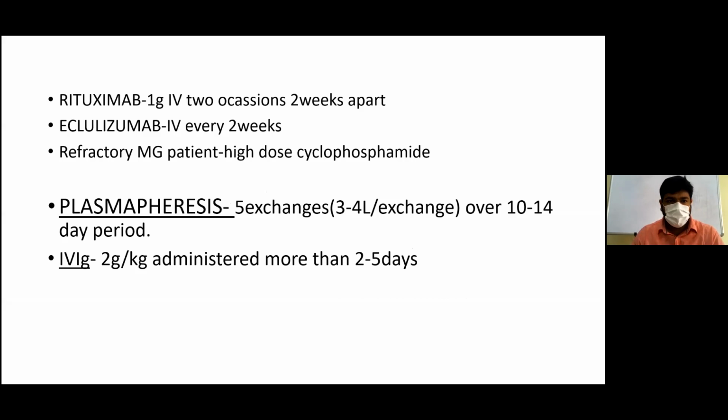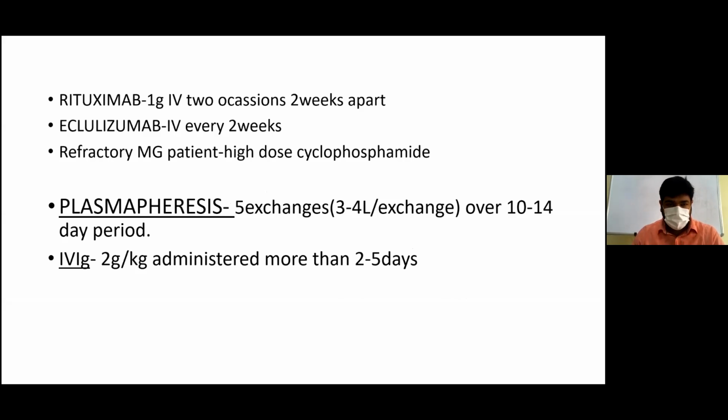Rituximab. This is a monoclonal antibody that binds to the CD20 molecule on the B lymphocytes. This is effective in MuSK antibody positive cases. This is given in a dose of 1 gram IV, 2 occasions, 2 weeks apart. Eculizumab. This is also a monoclonal antibody that binds to the membrane attack complex. This is given IV every 2 weeks. In refractory myasthenia gravis patients, high dose cyclophosphamide is given.